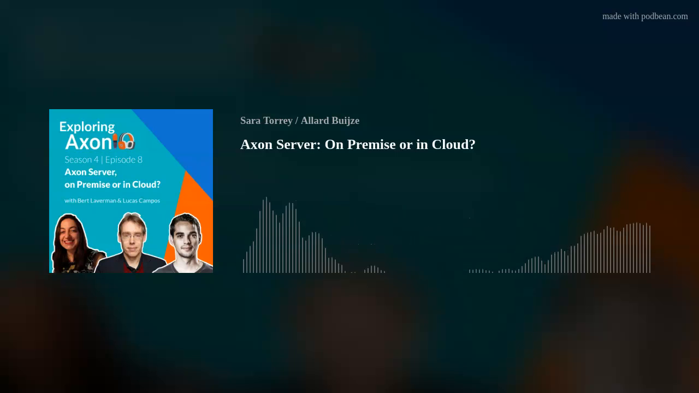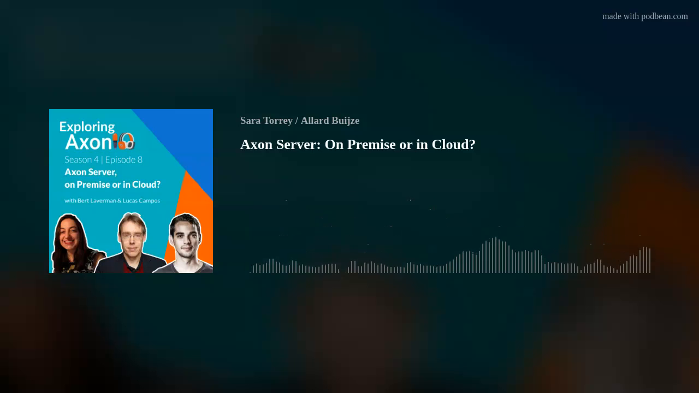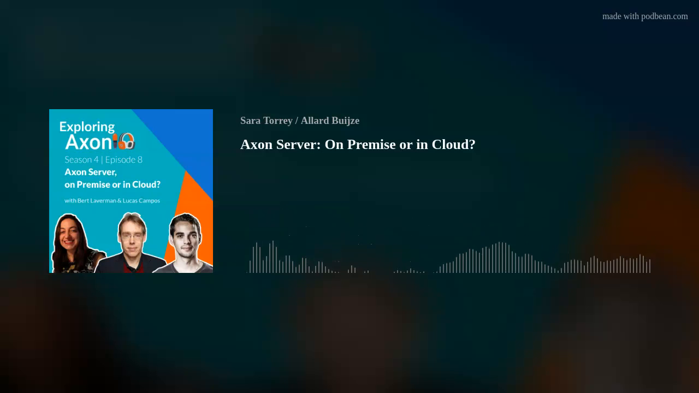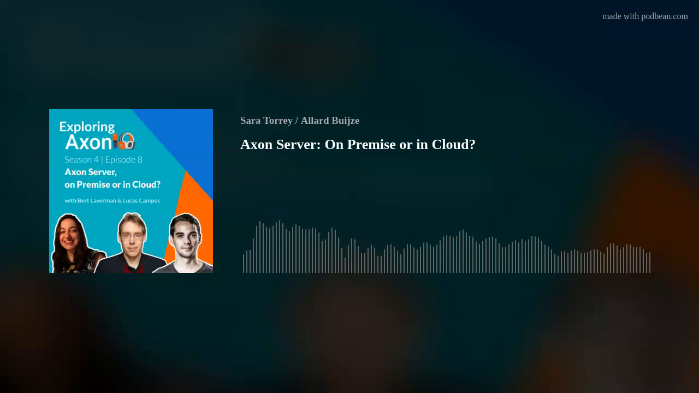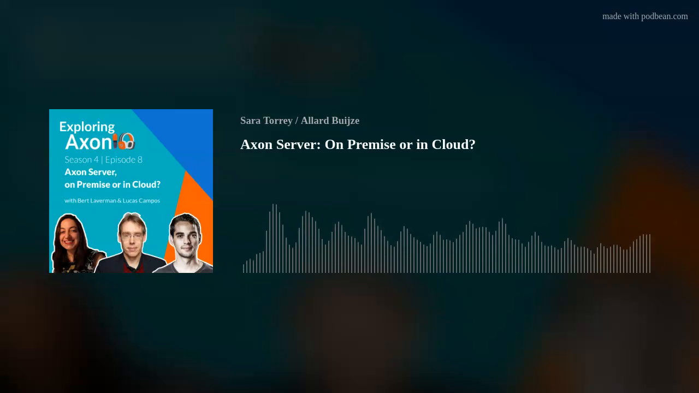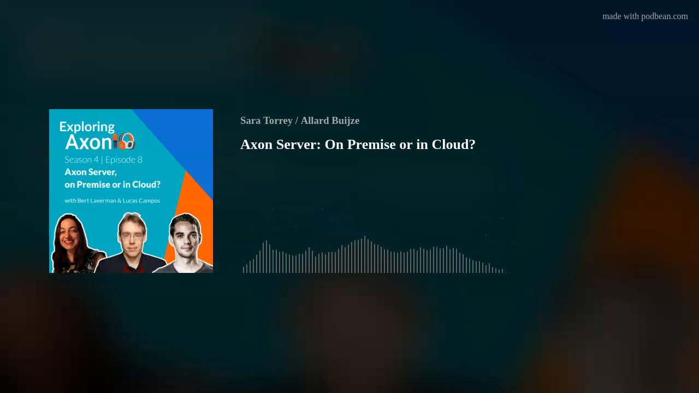And then, of course, there is the easiest way, and that is the way that Lucas can tell about, because that is running Axon Server in the cloud. Then you don't need anything on your laptop. You only need your Axon Framework application, and as long as you have an internet connection, that's all you need. Perfect. Now, you did mention Standard Edition and Enterprise Edition. Can you tell us a little bit about the difference between the two as well?